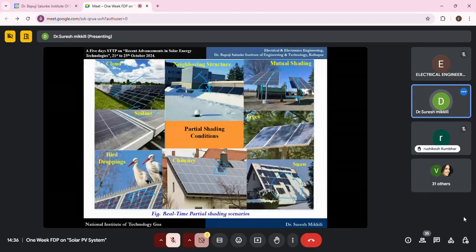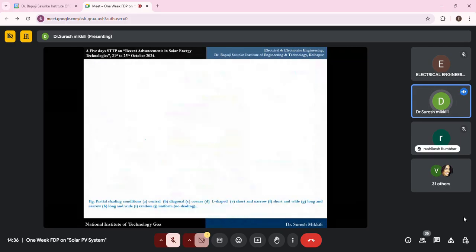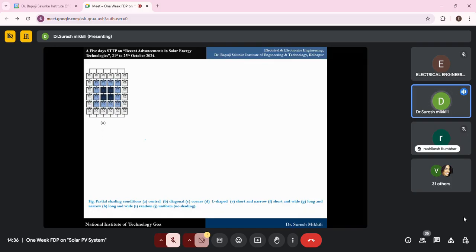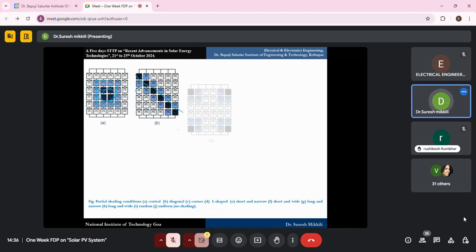Now you see these are the realistic shading conditions that can happen, and they will be represented like this. Frame shading can be represented like this, diagonal shading. Suppose a cloud is there: the middle one is highly shaded and the next ones are less shaded. If there is a tree structure, the middle one is completely shaded but the neighboring ones are much less shaded. That is diagonal shading. It can happen on only one panel, or on more panels also.